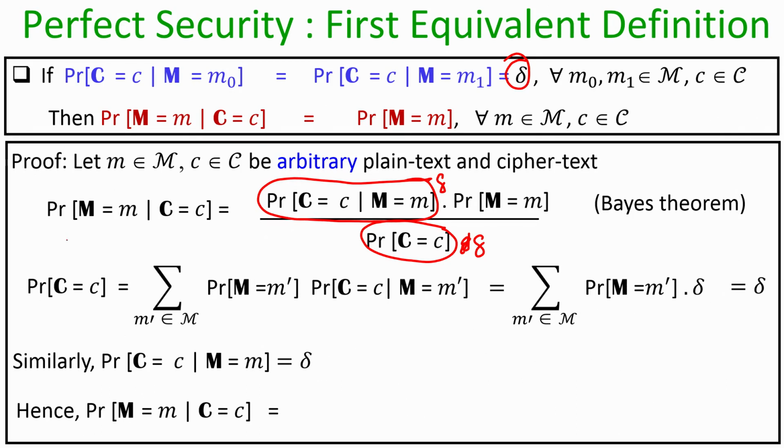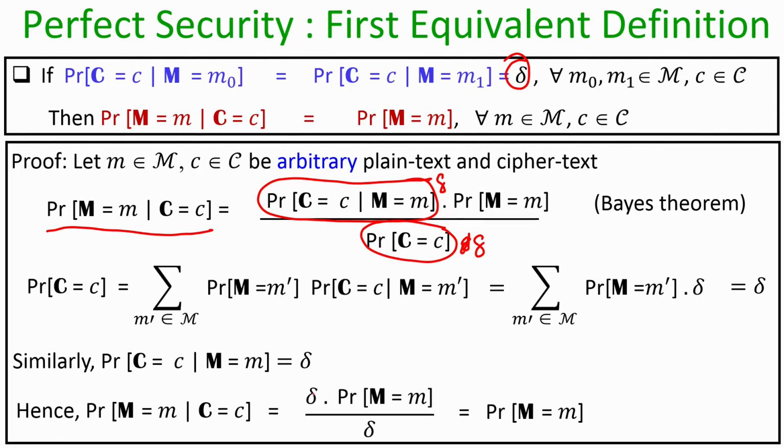Hence, I can say that my original LHS part, namely the conditional probability that the plain text is little m given the ciphertext is little c, is nothing but this equality, and in the numerator as well as in the denominator I have delta. So, I can cancel it out, and hence I obtain that this conditional probability is nothing but the probability that the plain text is little m, which is precisely what we wanted to prove. That means we have proved that if the encryption process satisfies the condition of the alternate definition, then it also has to satisfy the condition of the original Shannon's definition, right.